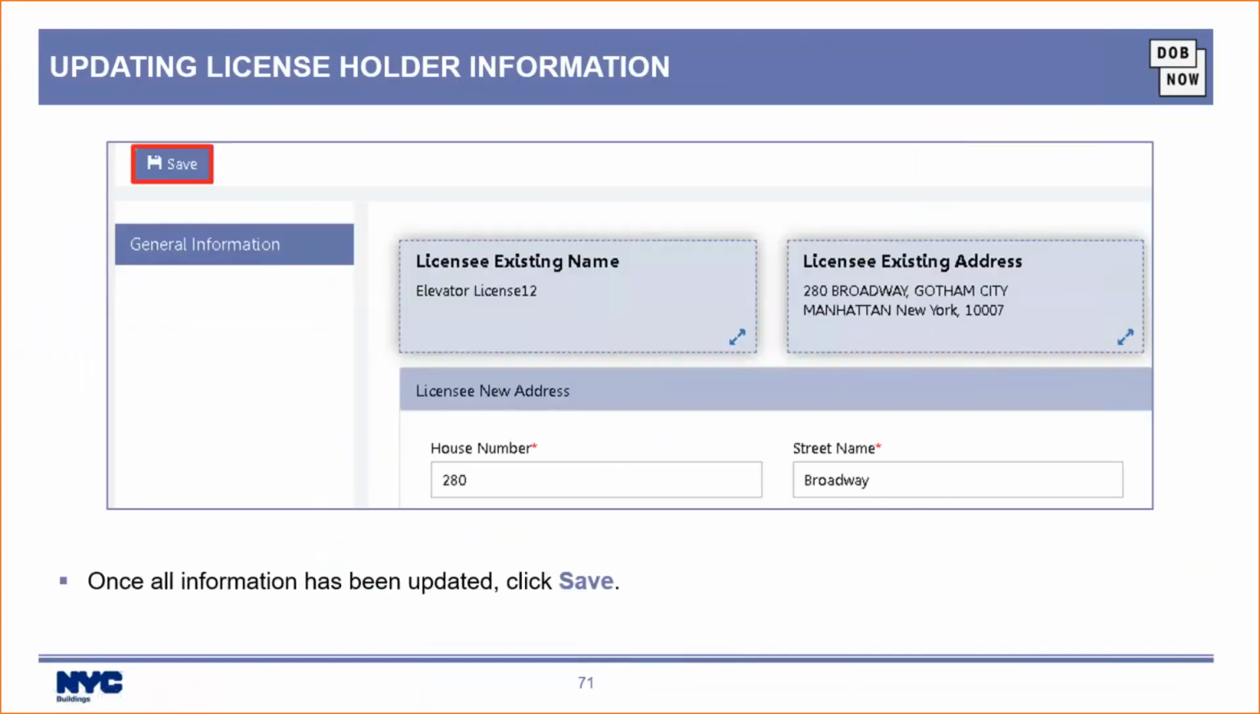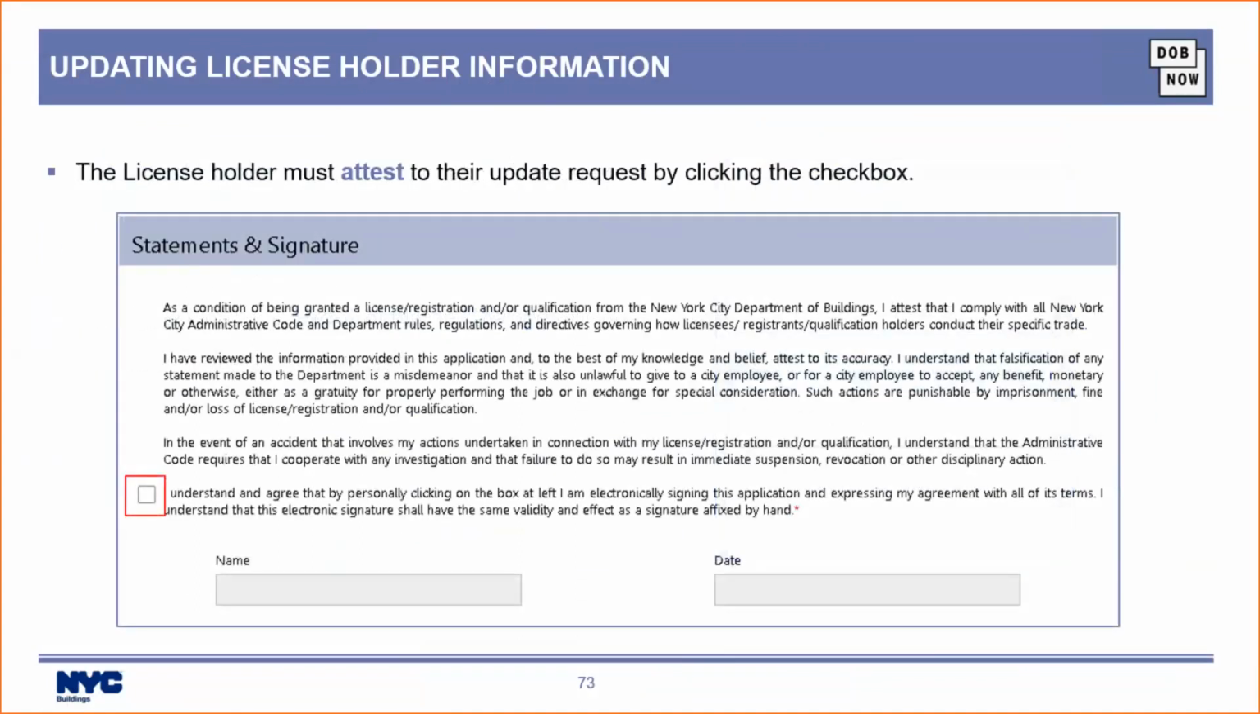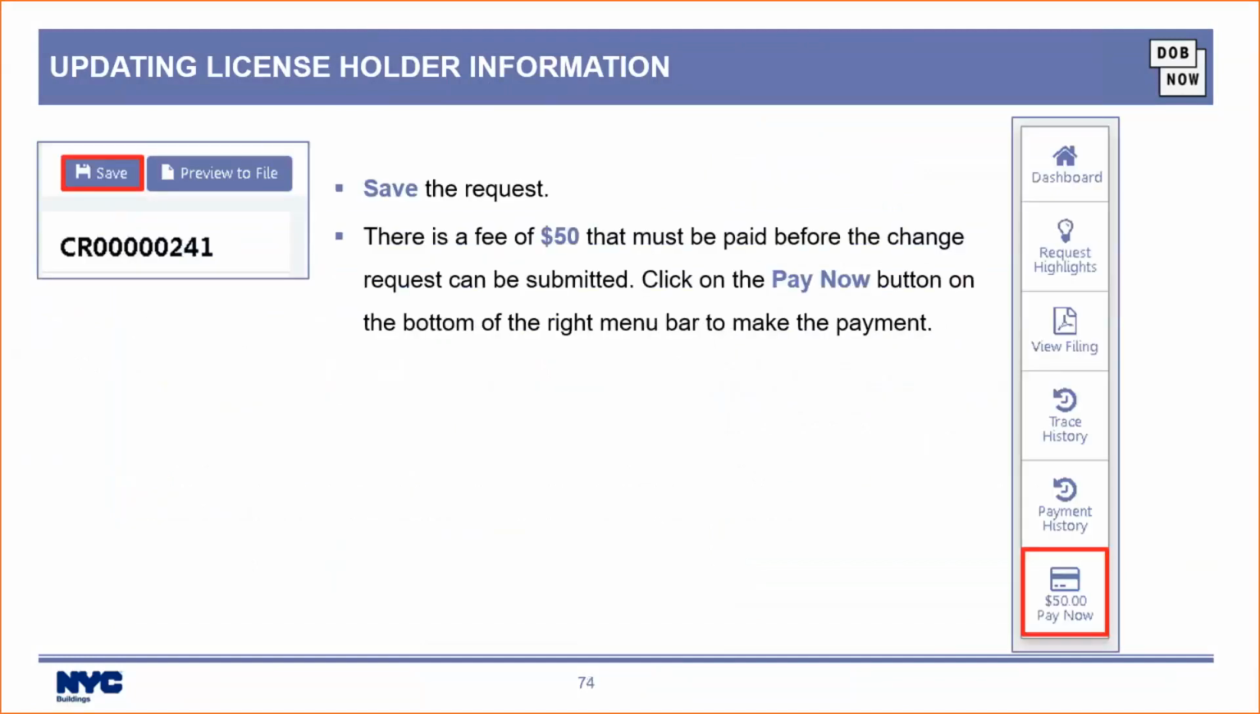Once all the information's been updated, we'll click save. And then a request number and two more tabs will appear, documents and statements and signature. So for name changes, we're going to have to provide them with a proof of name change document, and we'll go over what those are in just a second. And then we always have the statements and signature tab that we'll have to check the box in order to basically sign everything. And that's what the statements and signature tab looks like.